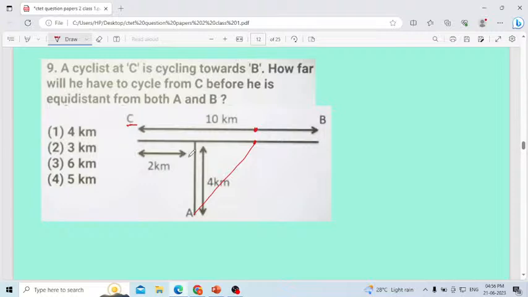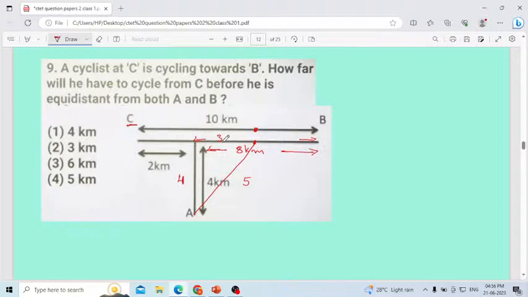From here to here is 10 minus 2, which is 8 kilometers. According to the Pythagoras triplet, here 4, then 4, 3, 5, consider. From here to here 8 kilometers. I will write down 8 here, otherwise you will get confused. From here to here 8 kilometers.